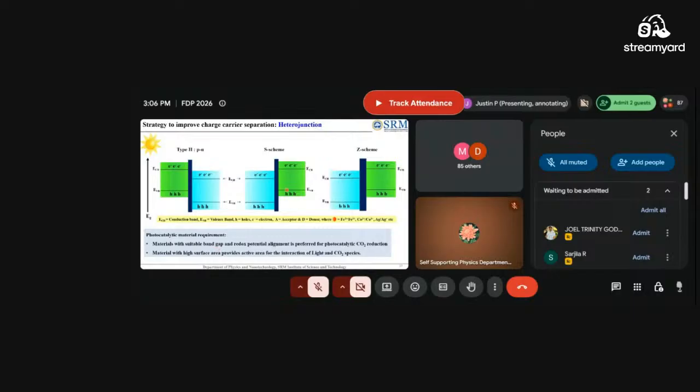But in the case of an S-scheme heterojunction, we have two materials, where one material's conduction band should be higher than the other material's conduction band. In between these two conduction bands, a depletion region is created, and that depletion region will effectively separate the electron and hole pairs. In the Z-scheme, the conduction band of one material will interact with the valence band of another material, and in between an energy barrier is created, and this depletion region will separate the electron and hole pairs effectively. Because of these heterojunction schemes, CO2 photoreduction can be effectively increased.